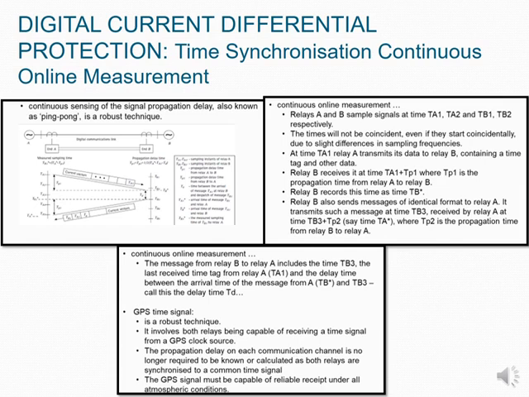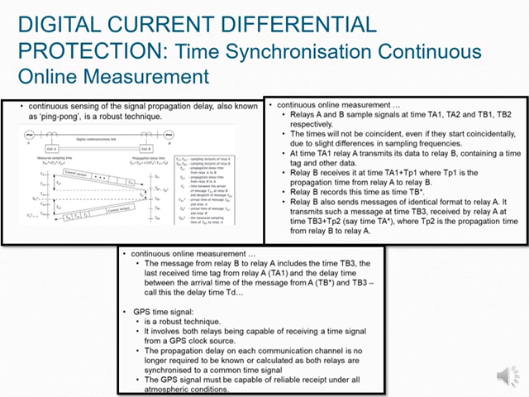Then we've got the GPS time signal. For our GPS time signal, we say this is a robust technique that we have. This robust technique really involves both of your relays, relay A and relay B, being able to receive your time signal from your GPS clock source. They receive that time from your GPS, and the propagation delay on each communication channel is no longer required to be known or calculated, as both relays are synchronized to a common time signal.